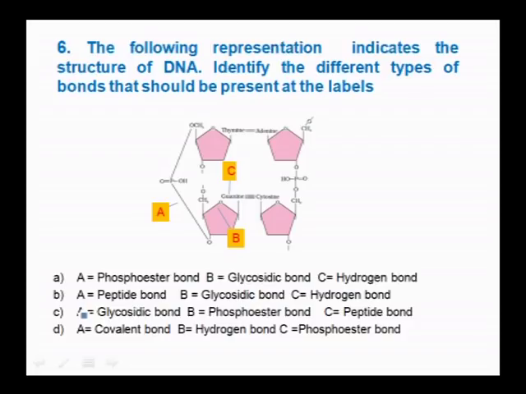glycosidic bond. And the third label C is indicating the bonds between the two nitrogenous bases like guanine, cytosine. This is indicating the hydrogen bond. So A is phosphoester bond, B is glycosidic bond, C is hydrogen bond. The right answer for this question is option A.